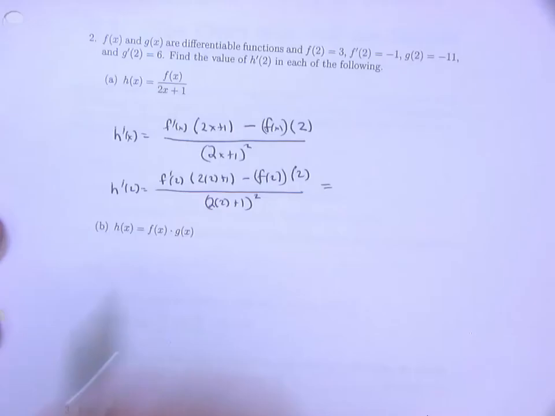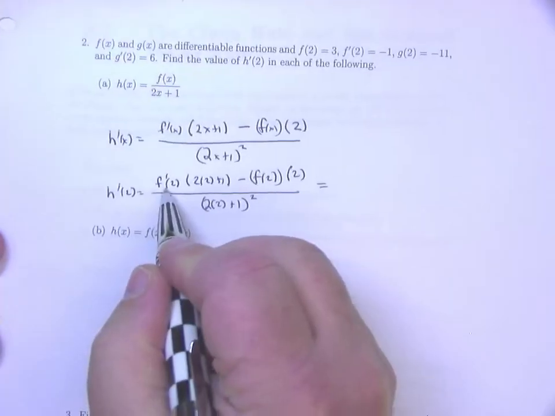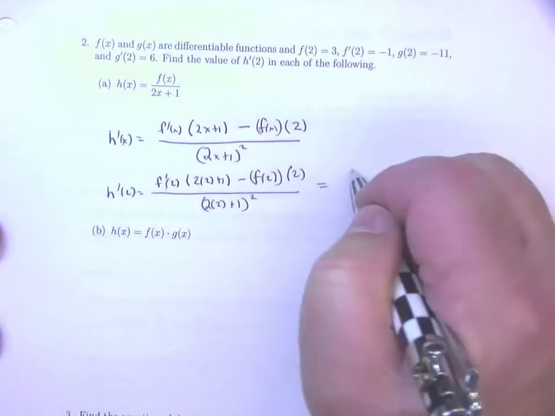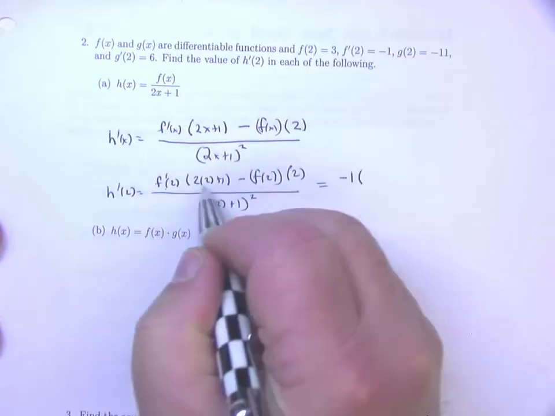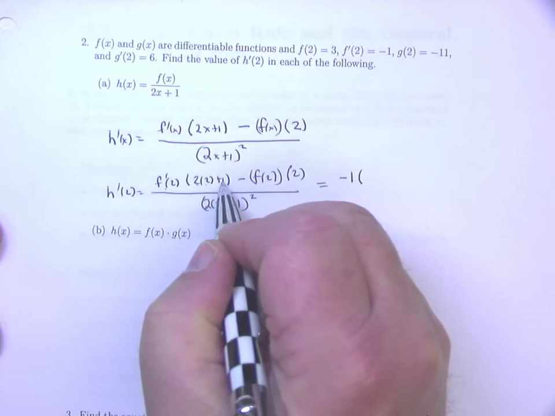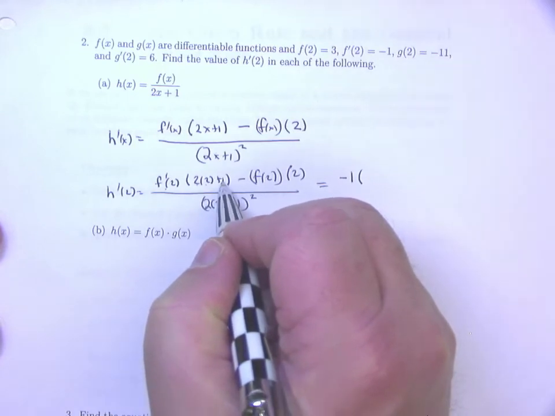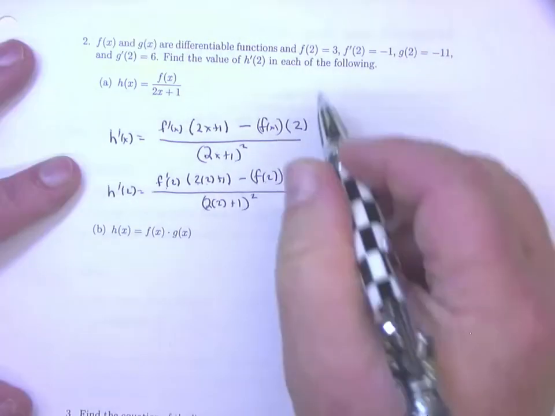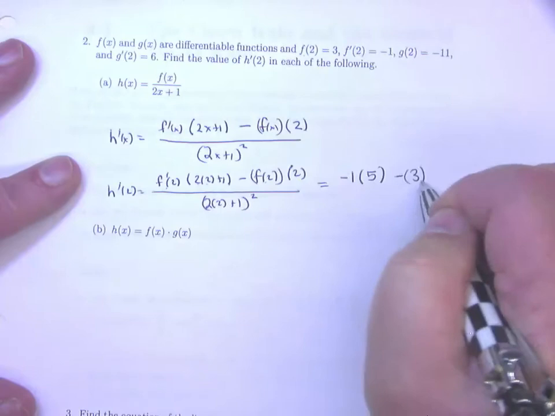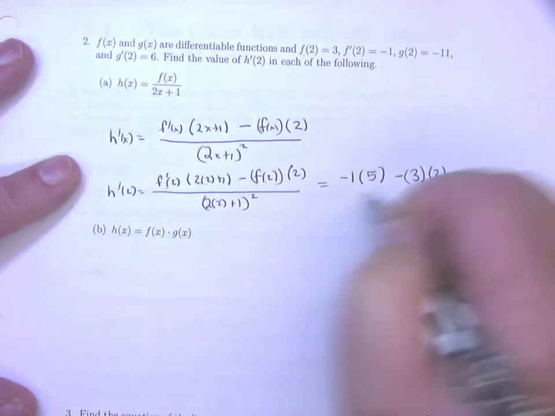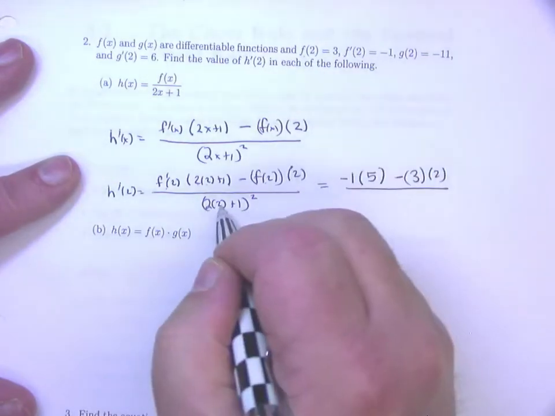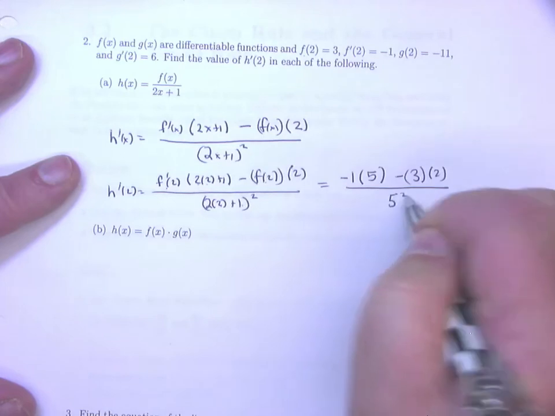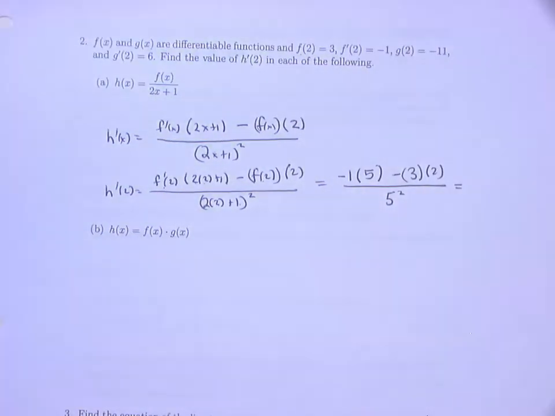Now I'm going to plug it in. What's f prime of 2? They gave me that one. f prime of 2 was negative 1. That'll be negative 1. What is 2 times 2 plus 1? 2 times 2 is 4, plus 1 is 5. Okay, I'm just crunching my numbers here. Minus f of 2, they gave me that. f of 2 was equal to 3, times 2, all over 2 times 2, which is 4, plus 1 is 5 squared. So I'm going to clean this guy up.